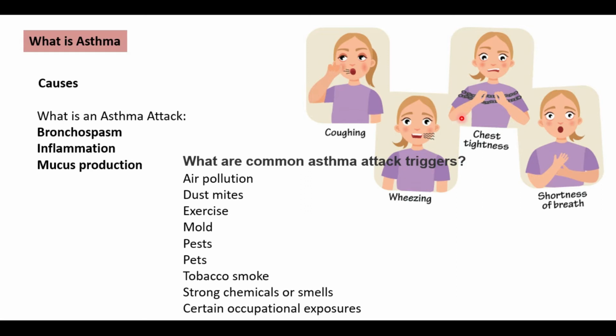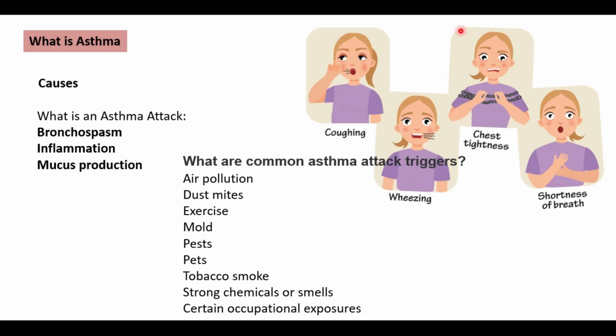Triggers can be different for each person, but some common triggers include air pollution. Many things outside can cause an asthma attack. Air pollution includes factory emissions, car exhaust, wildfire smoke, and many more. Then come dust mites. You can't see these bugs, but they are in our homes. If you have a dust mite allergy, this can cause an asthma attack.